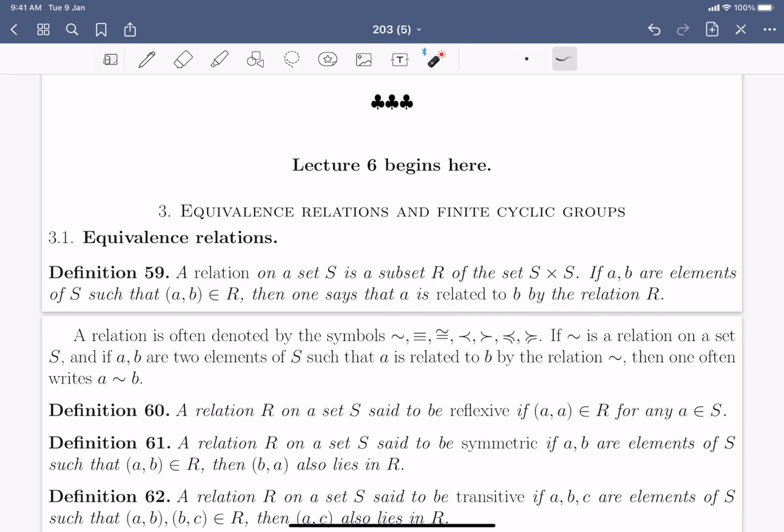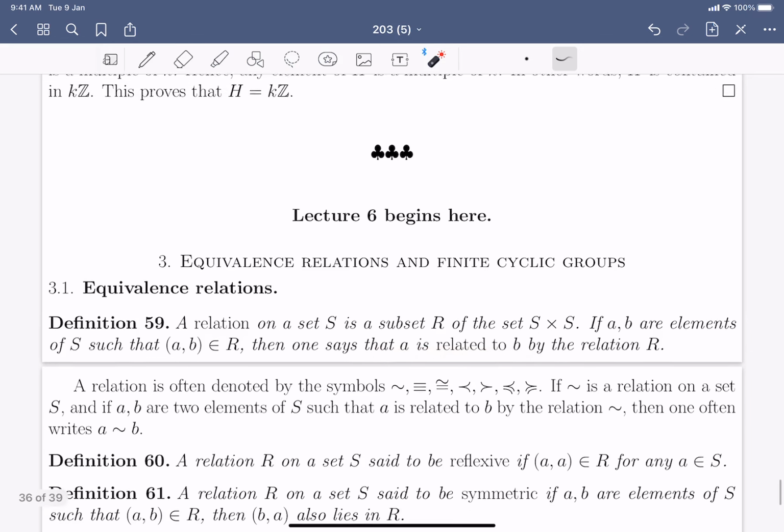The first thing one may note is that R is a subset of S cross S. So it may happen that A, B lies inside R for some specific choices of A and B, but it may certainly happen that B, A does not lie inside R. If B, A does not lie inside R, we will not be in a position to say that B is related to A. So it may very well happen that A is related to B, but B is not related to A.